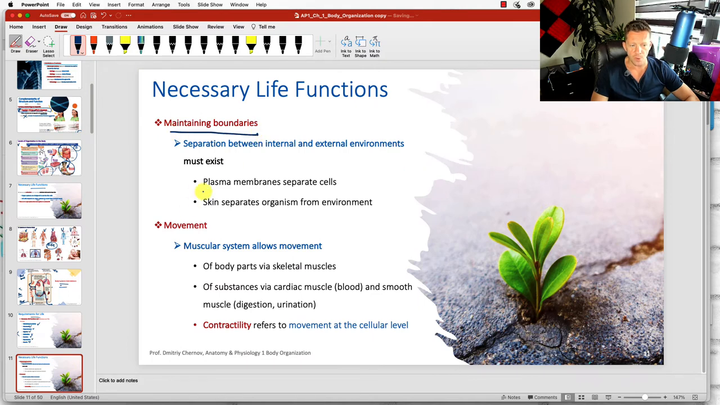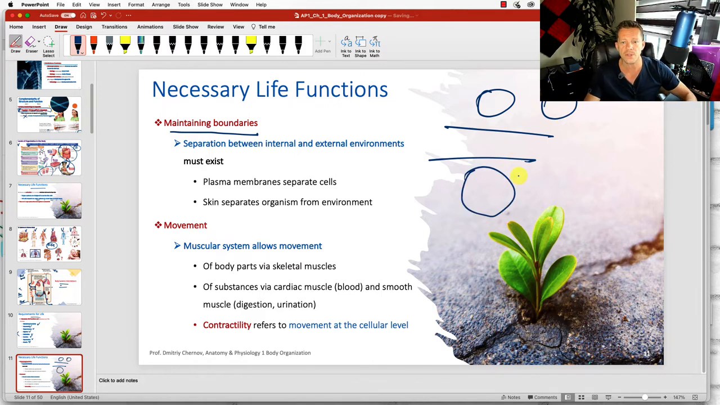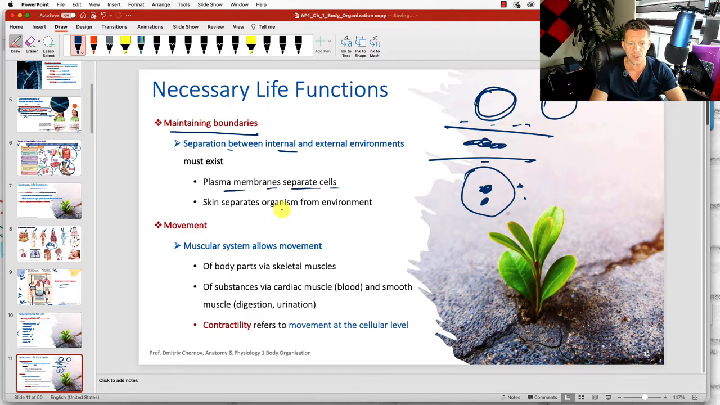Maintaining boundaries. It is important to maintain boundaries. So an example of maintaining boundaries would be, let's say this is our blood vessel, and there's a cell, and there's another cell, and there's another cell, and the cells make up organs. So boundaries, right? Everything has to be separated. Blood vessels have to have their integrity. Cells have to have their integrity. So there are cell walls. So that's a boundary, a separation between internal and external environment. So let's say this is the internal environment of the blood vessel, and this is the external environment of the blood vessel. This is the internal environment of the cell, and that would be the external environment of the cell. Skin separates the organism from the external environment: boundaries.